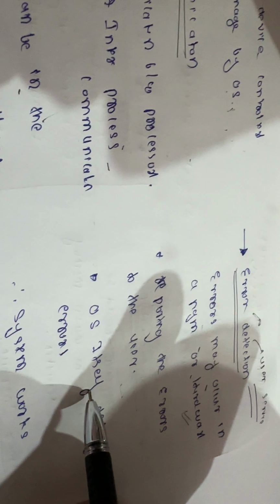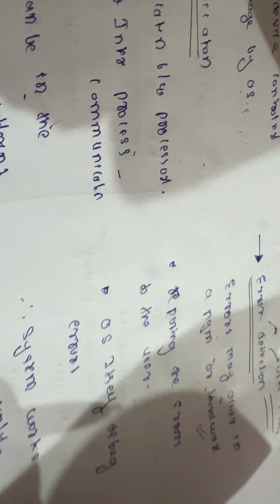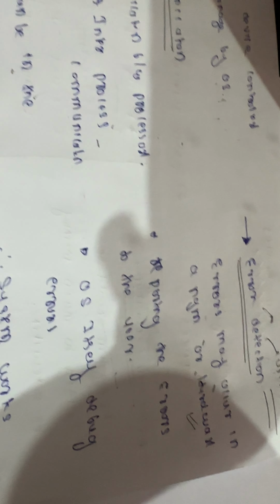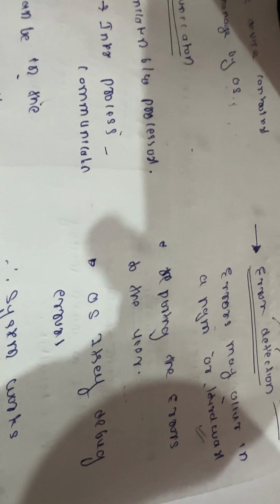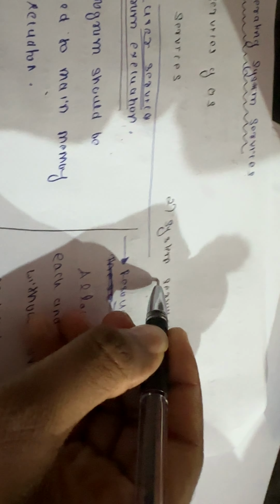So this much we have understood. There are different services under the user services. The first service we talked about was program execution, then user interface, then IO devices, then communication, the file system manipulation, then error detection. These are the user services. Then you can see that we have resource allocation, which comes under system services.